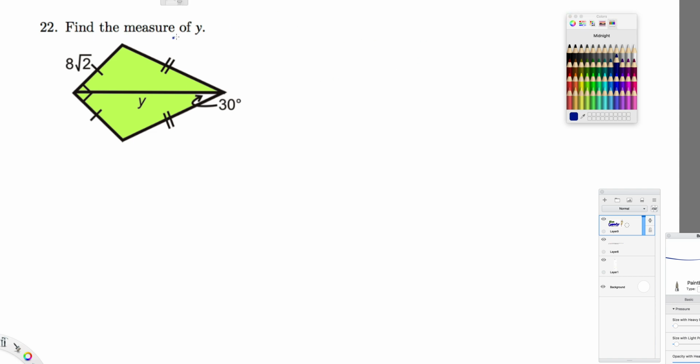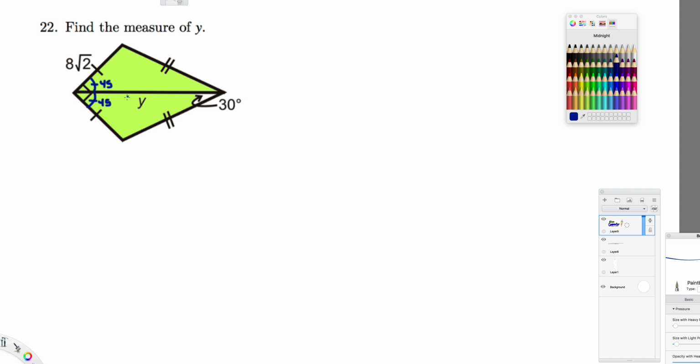Okay, so find the measure of y here. We're given this kite. A kite has two pairs of congruent and adjacent sides, and this diagonal going from these opposite vertices is what we're looking for. We're given 30 is this angle, and this angle is 90, and the diagonal here is going to bisect this. So this is going to give us a 45.